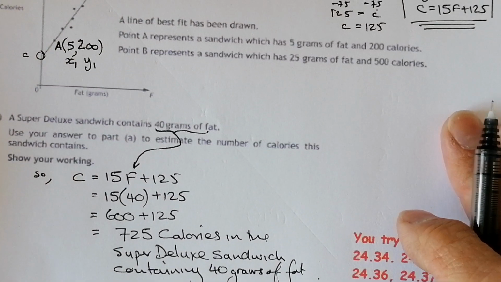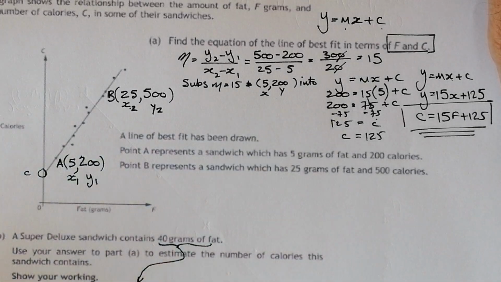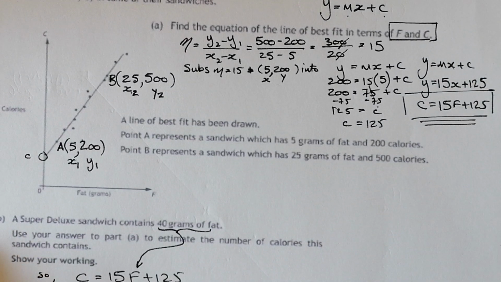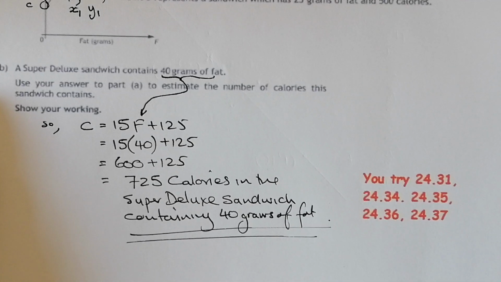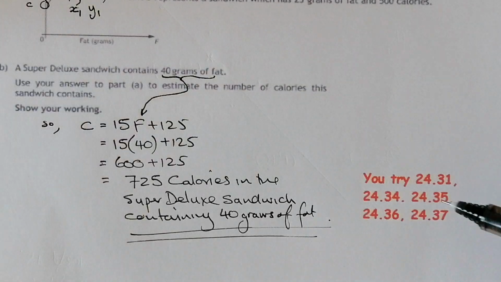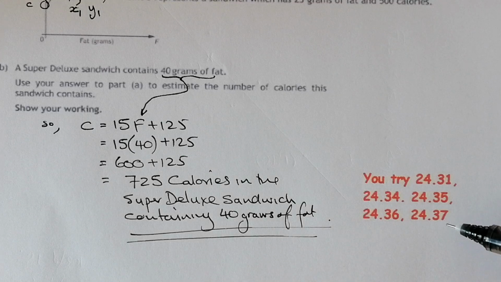So quite often this is the way you're going to get the question given to you. We'll get a scenario around something or other. So in this case it was grams of fat and calories in sandwiches or burgers. From there, you'll be working out the equation of the line. You'll then use that equation to work out another value, which is the part B here. What I'd like you to do from my school is to try questions 24, 31. You can see the numbers here, 24, 34, 24, 35, 24, 36, 24, 37. And that would be in the website, our school website. And just grab the questions from there.